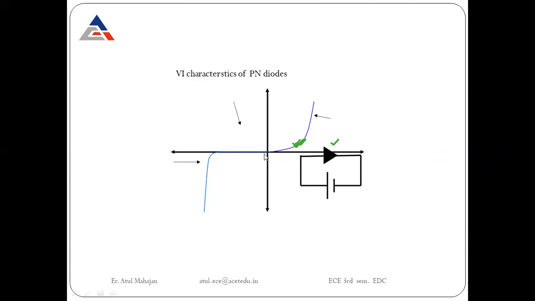Similarly, if you see the negative side of this axis, we are seeing that with the increase of this voltage, there is an increase in the amount of current on the negative side also. So V is directly proportional to I in the VI characteristics, the voltage-current analysis, of the PN junction diode.